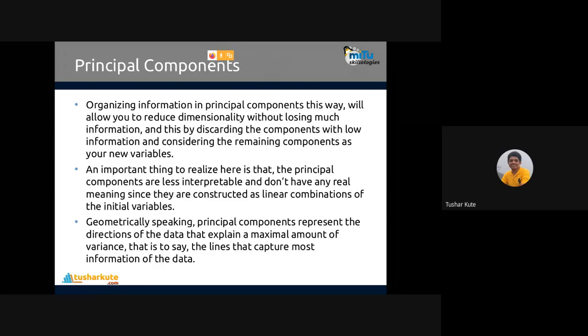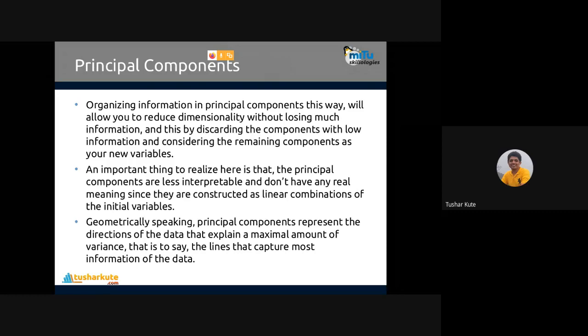Now, organizing information in principal components this way allows you to reduce the dimensionality without losing much information, by discarding the components with low information and considering the remaining components as the new variables. That's what is possible. Some variables may not have good information, some do. In that case we will use the variables which have high information, and we'll discard those which don't, or they can be directly deleted also.